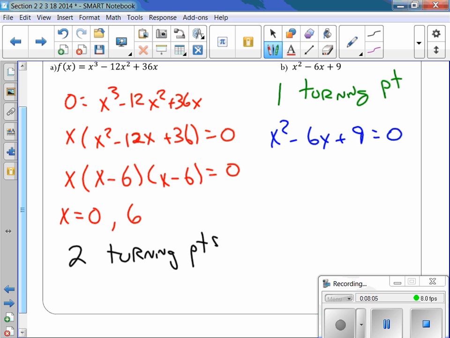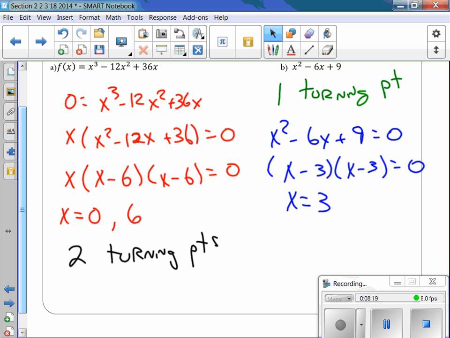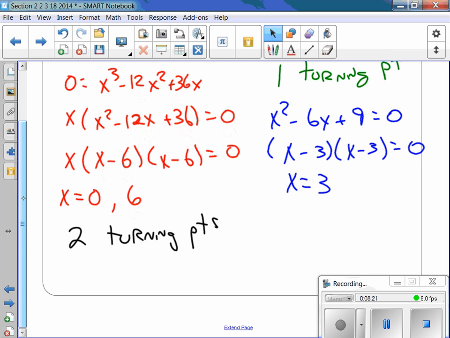So as a lot of you have already determined, this just factors to x minus 3 times x minus 3 equals 0, or just x equals 3. Look, in both of these examples we come up with 2 solutions, but we only write down 1. We have x equals 3 how many times? Over here we have x equals 6, twice. This is something that we call a repeated 0.